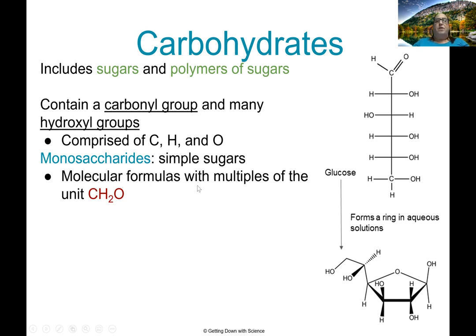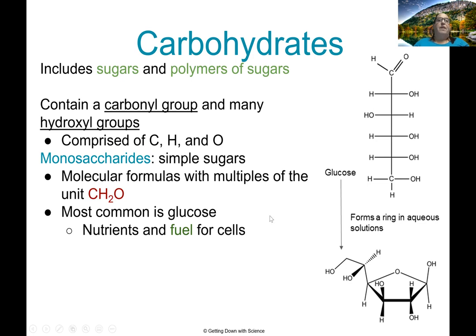The molecular formula has multiple variations. So remember, we said it's a 1 to 2 to 1 ratio, 1 carbon, 2 hydrogens, 1 oxygen. The most common monosaccharide is glucose. And so that's what we're showing examples of. Glucose is a nutrient and it is fuel for the cells. Most of your cells run specifically on glucose. Even if we get other molecules, we convert them to glucose typically to utilize to provide energy or fuel. Some parts of your body will not function on anything except glucose.